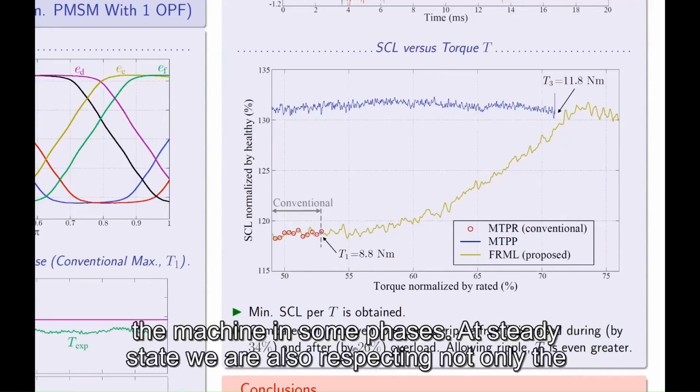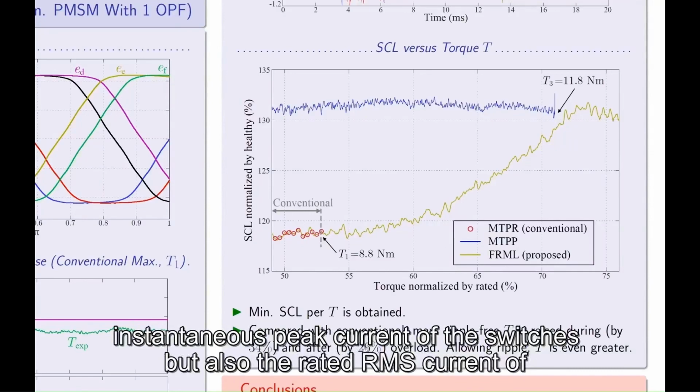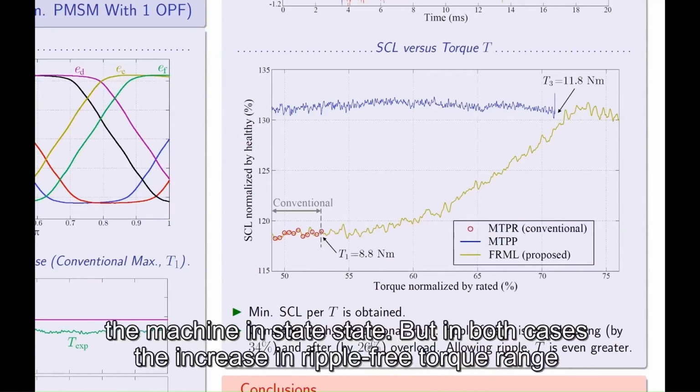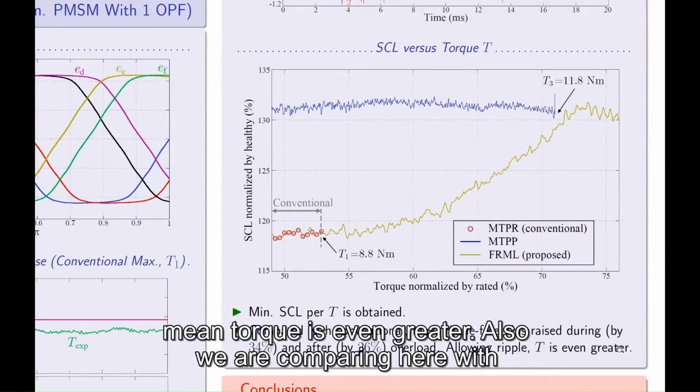And in steady state, we are respecting not only the instantaneous peak current of the switches, but also the rated current of the machine in steady state. But in both cases, the increase in ripple-free torque range is great. And actually, if we allow torque ripple, then the mean torque is even greater.